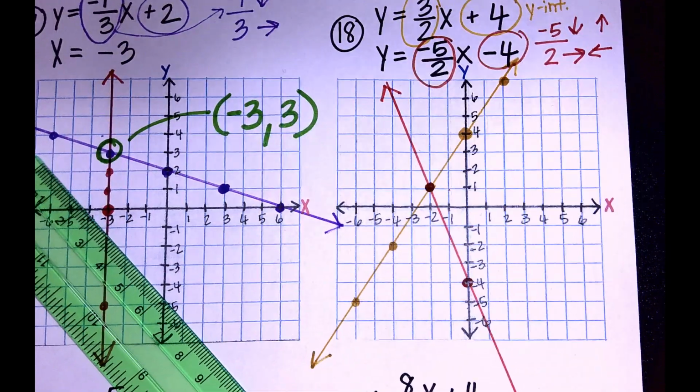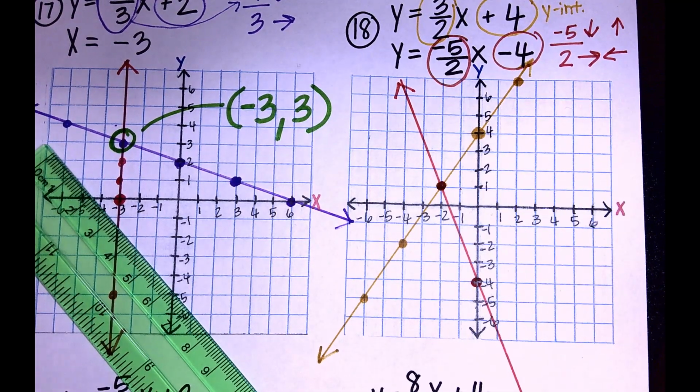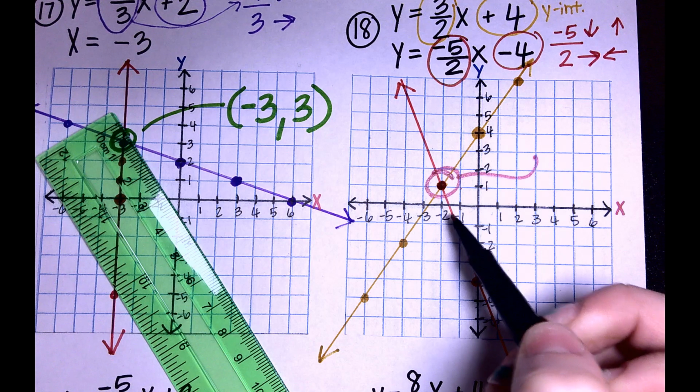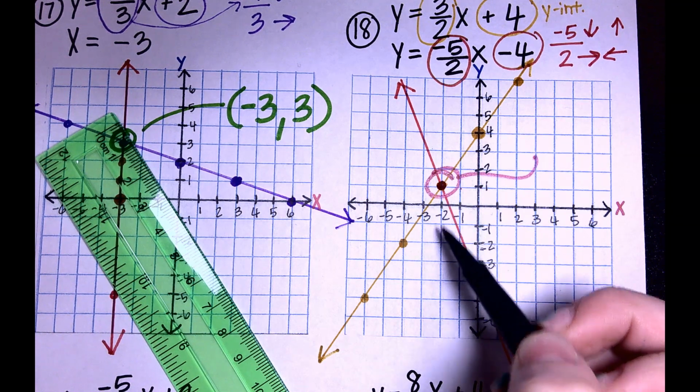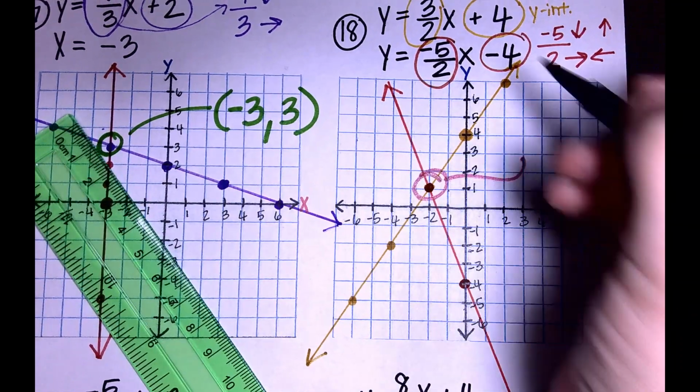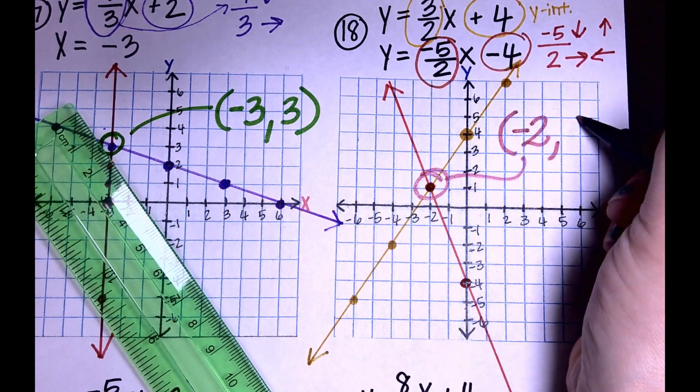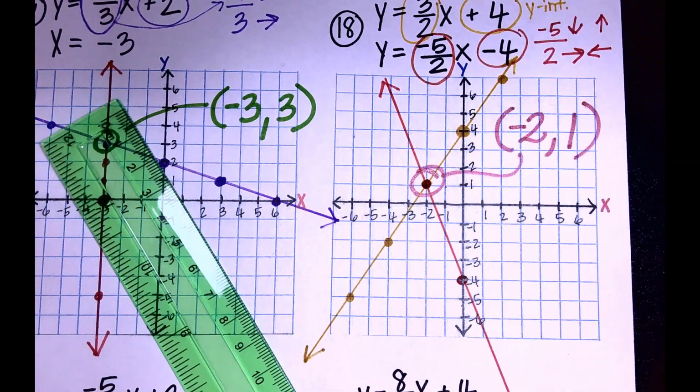Our intersection is our answer. So what is our answer? Yes, negative 2 is my x value. Positive 1 is my y value. So my answer would be negative 2, 1. Perfect.